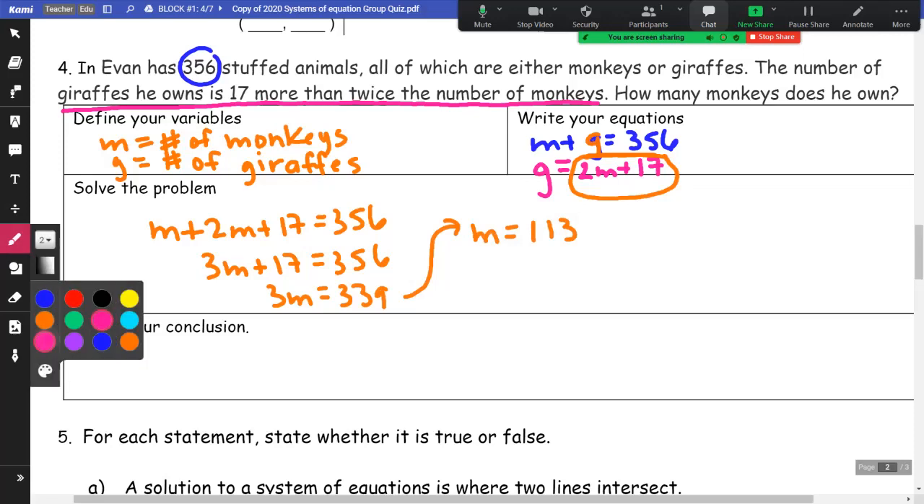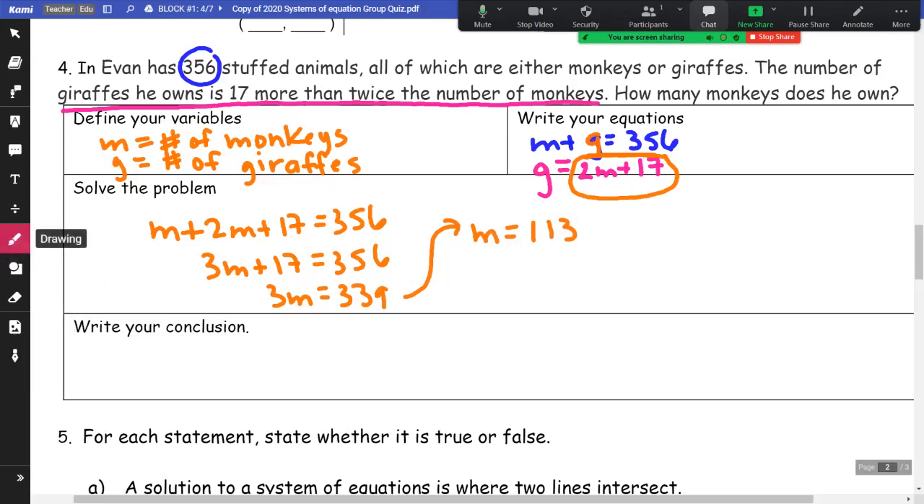Now my giraffes, I know my giraffes is equal to 2 times my number of monkeys, which is 113, plus 17. And so 2 times 113 plus 17 is 243 giraffes. And then where it says write your conclusion, you're just going to write a complete sentence saying that.